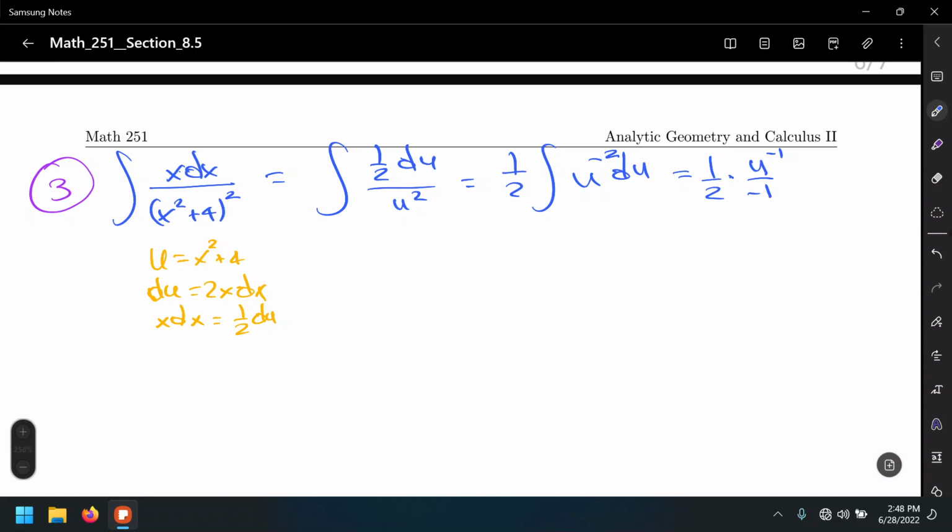But let's simplify this. Let's clear those negatives. So that's going to be -1 over 2 times u, which in this case is -1 over 2 times (x squared plus 4). So that's the third integral.